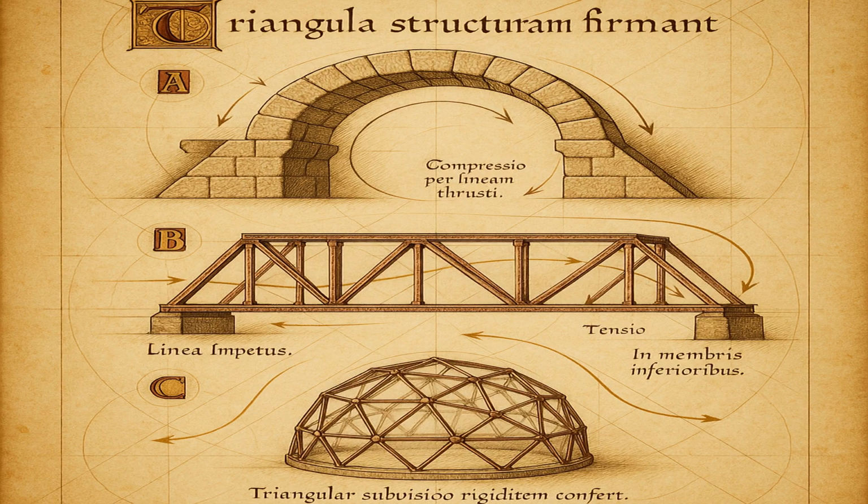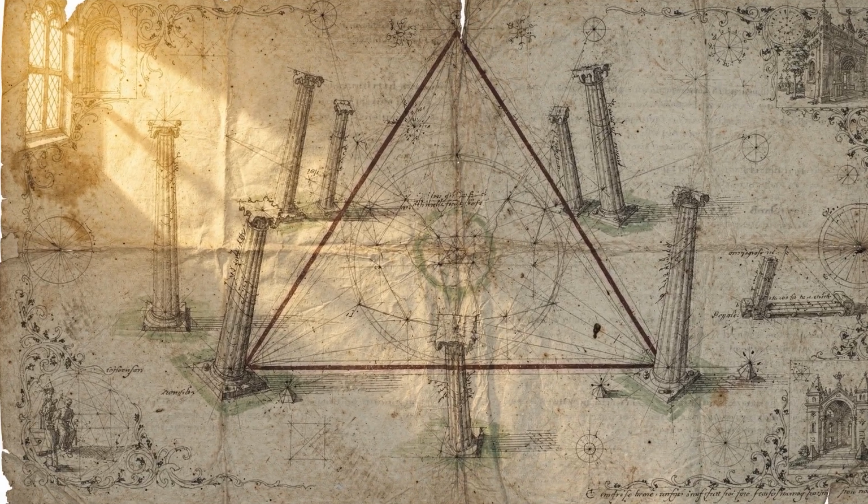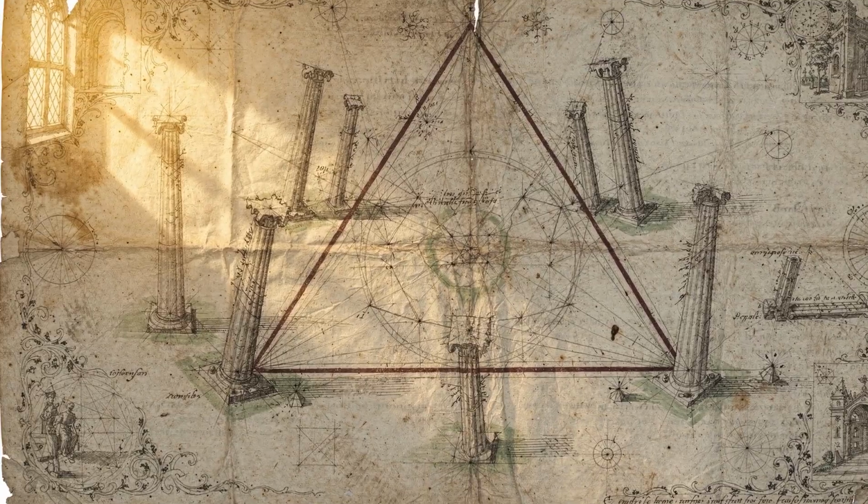Take the triangle. A line can be bent, a square can be collapsed, but a triangle maintains its shape under pressure. Ancient architects used triangular supports. Modern engineers still rely on triangular trusses. Geodesic domes distribute weight through triangular patterns. The triangle isn't just a shape, it's a solution to the fundamental problem of creating stability in an unstable world.